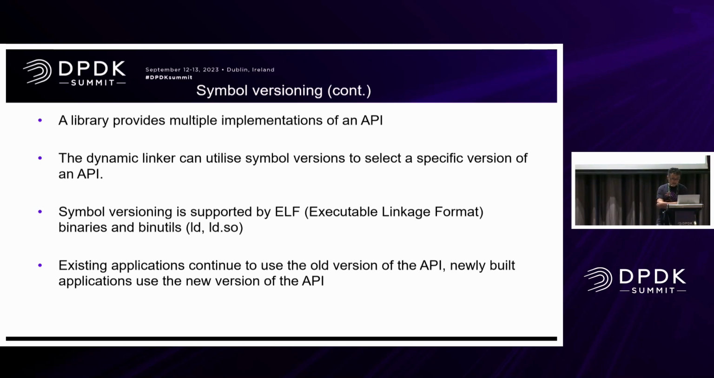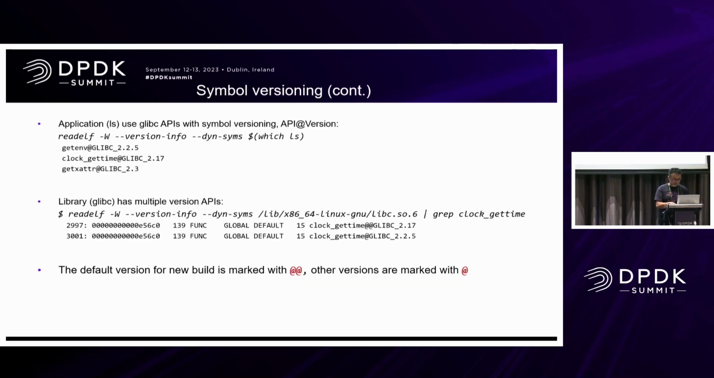I have a reference slide at the end. I put the commit IDs of those, so it can help people to go and check what they did. But basically, symbol versioning is having two versions of an API in the same shared object, and the dynamic linker helps you to find the correct one. That is supported by ELF and binutils. Existing old applications will be able to find the old APIs. New ones, when you compile them, will use the latest one. So in theory, that's simple.